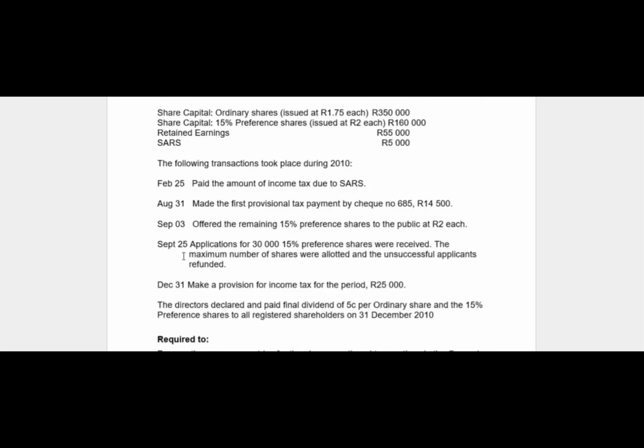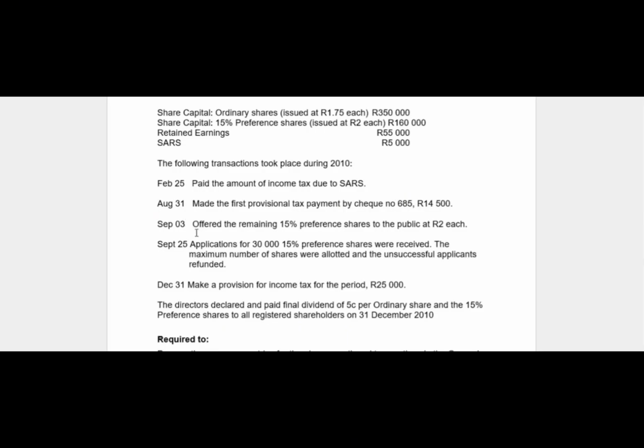And then transaction number 3, they say to you, on the 3rd of September, we offered the remaining 15% preference shares to the public at R2 each. But remember, in this case, these remaining shares are not allocated, or they are not given to anyone. They are there to be issued. So this transaction number 3, we cannot record it until we receive an application.